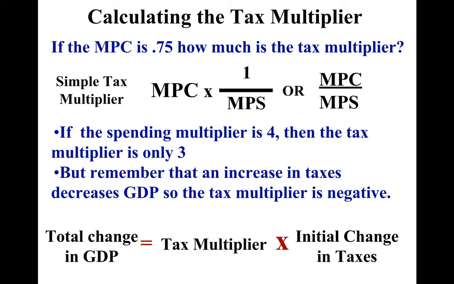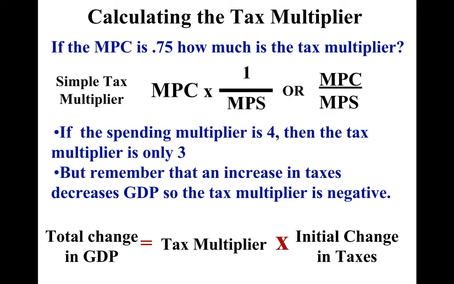So the tax multiplier is a little bit different. It's going to be MPC over MPS. So if the MPC is 0.75, what's the tax multiplier? So 0.75 over 0.25, so it equals 3, which is what we did in the last example. So if the spending multiplier is 4, the tax multiplier is only going to be 3. So government spending is going to have a better impact on AD than cutting taxes.